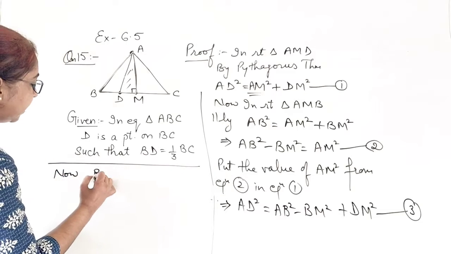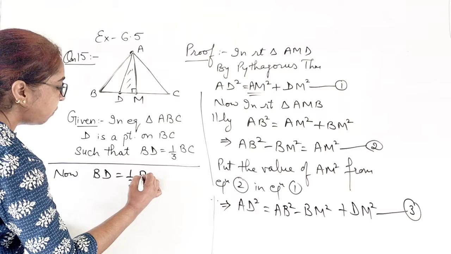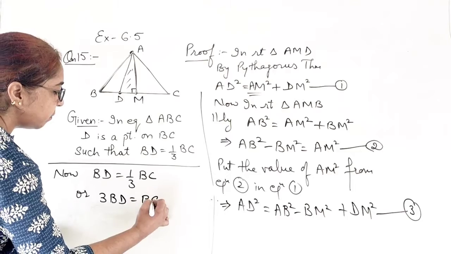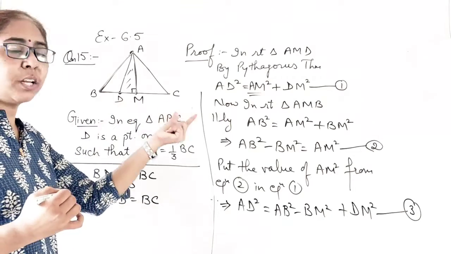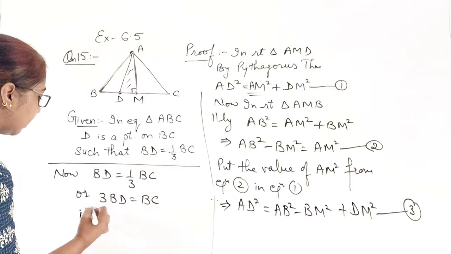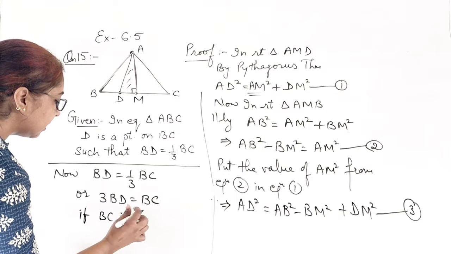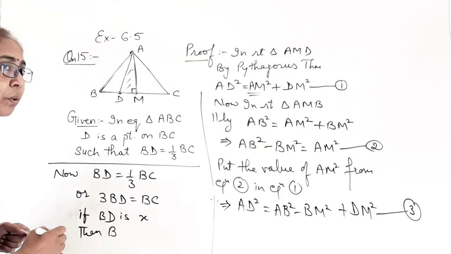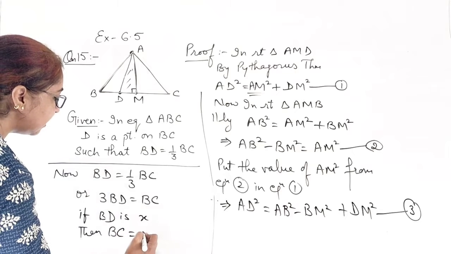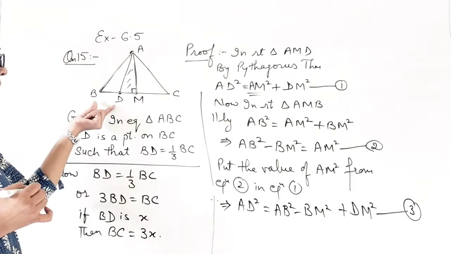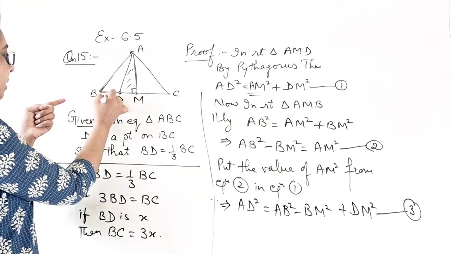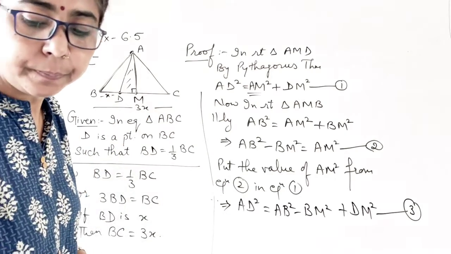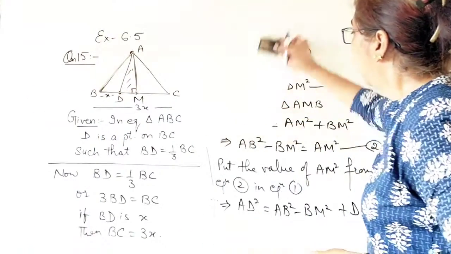Now BD we have as 1/3 of BC, or we can write 3BD is BC. 3 times BD is actually BC. So if BD is X, then BC is 3X, right? If BD is X, then BC will be 3X, okay? Now what do we have to do?